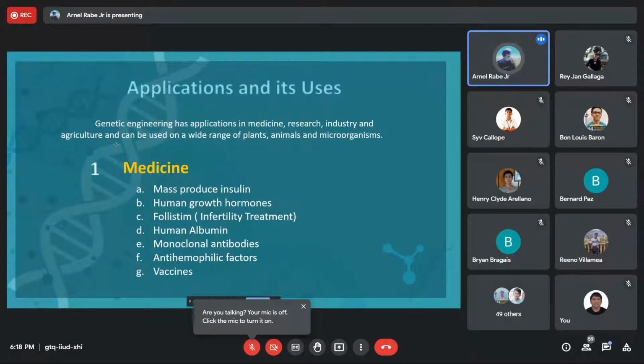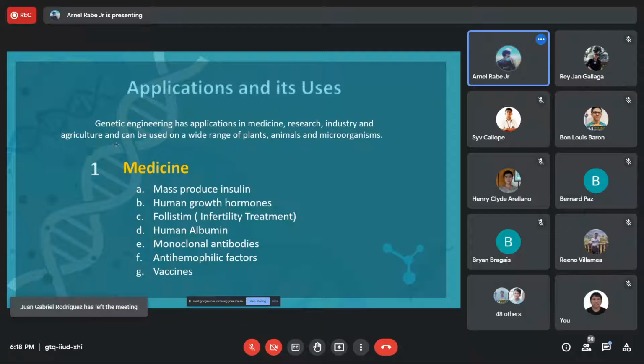And G, the vaccines. A very good example of the product of genetic engineering is the core antigen of HBV, which is the hepatitis B virus. It is a valuable diagnostic reagent and is finding important use in immunological studies of particular pertinence to vaccine development.